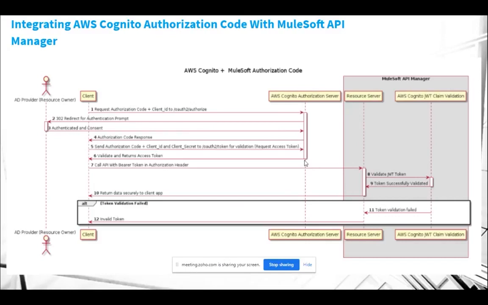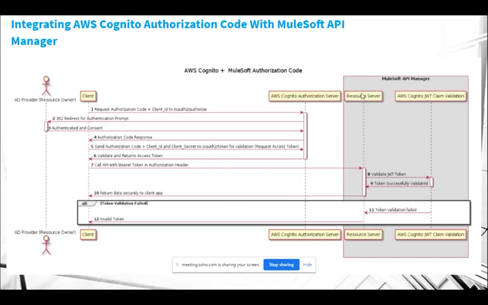Now the client will receive a token. Then in the seventh step, the client has to send the request to the API, because we have to fetch the data now. The client will send the request to the resource server. The resource server exists in the MuleSoft API Manager, your cloud application. So it sends the request there.